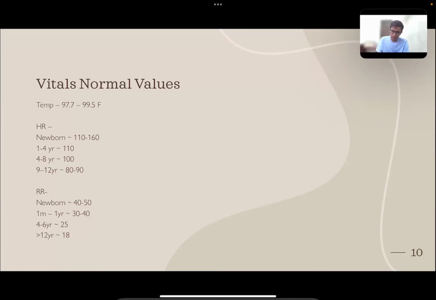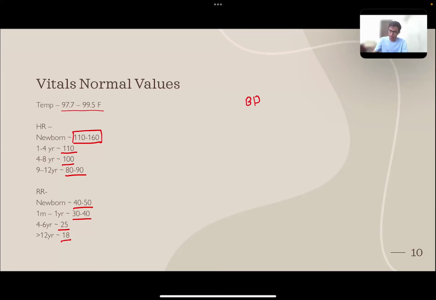So the normal temperature range is 97.7 to 99.5 degrees Fahrenheit. The newborn heart rate is 110 to 160. 1 to 4 years, 110. Next 4 years, 100. Next 4 years, 80 to 90. Respiratory rate would be 40 to 50 in a newborn, 30 to 40 from 1 month to 1 year. 4 to 6 years, it would be 25 per minute, and greater than 12 years, it would be 18.